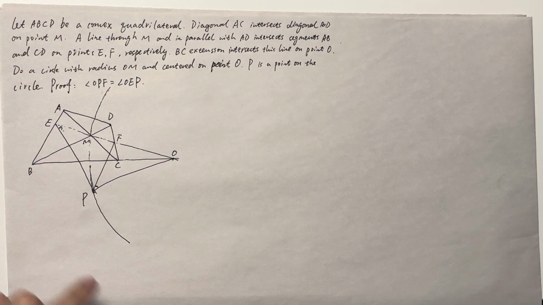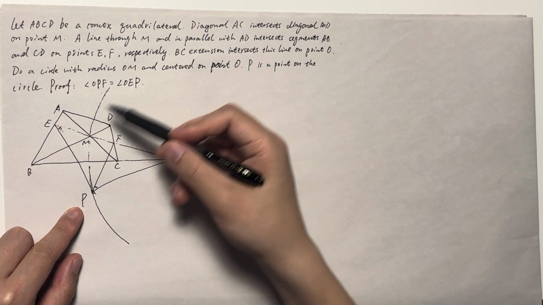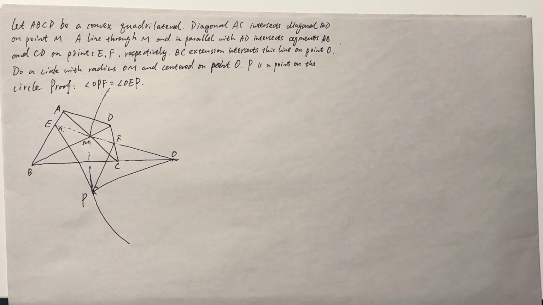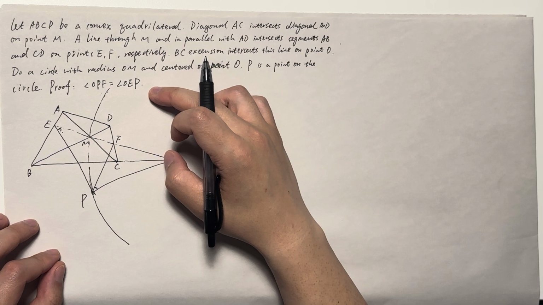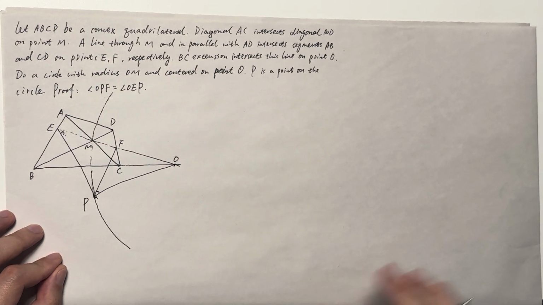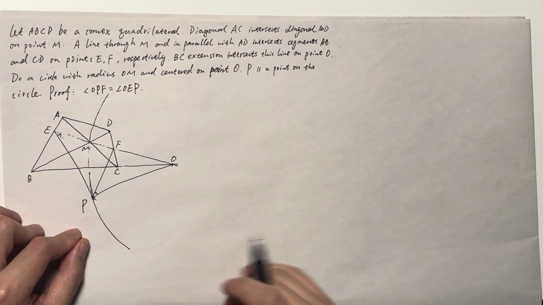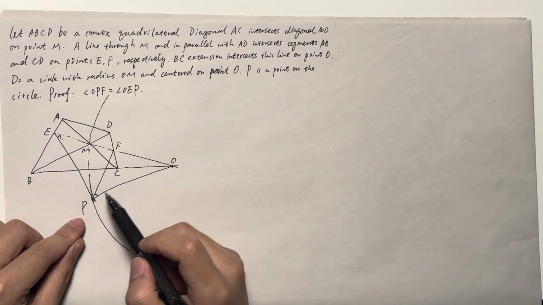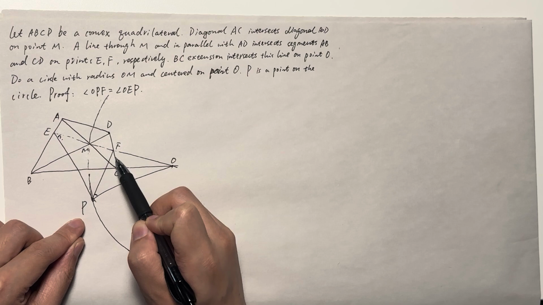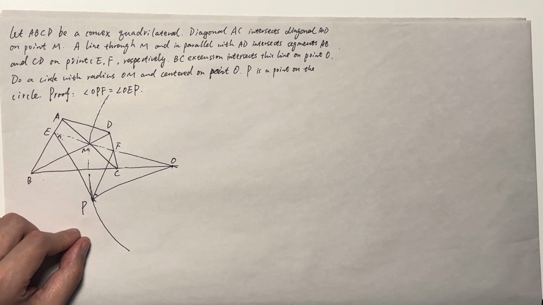We notice that P is any point on the circle. That means this relationship is valid on any point on this circle. So let's think about this problem in reverse. Let's assume that this angle, OPF, equals the angle OEP. And what can we get from this?